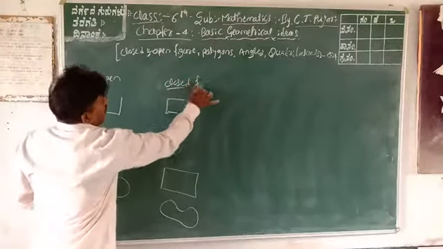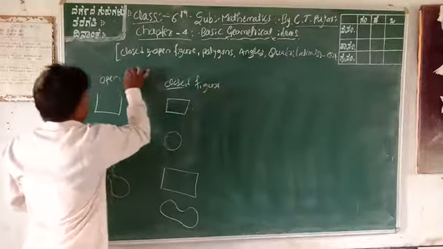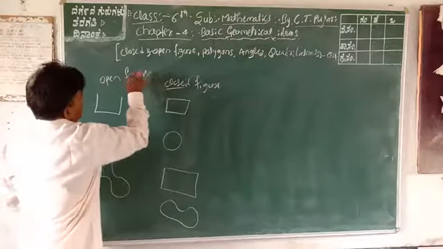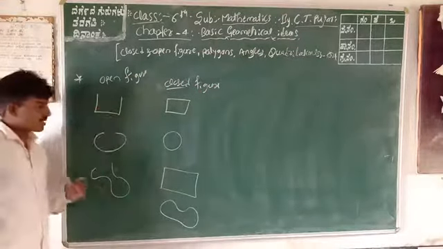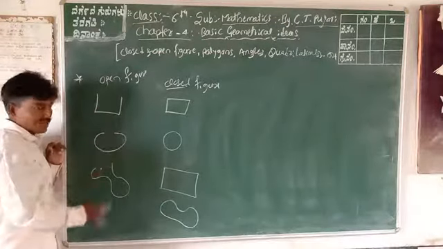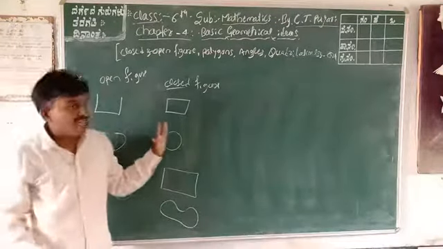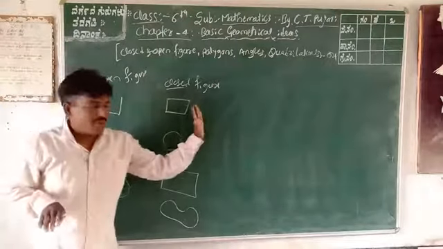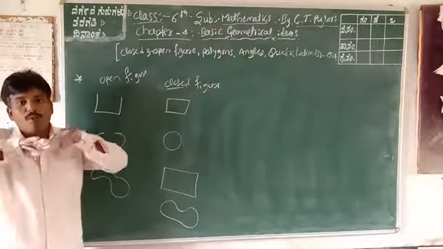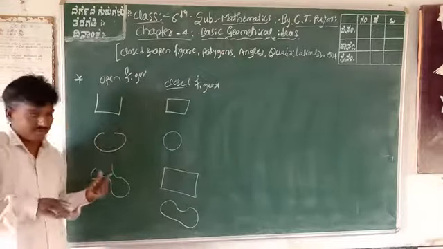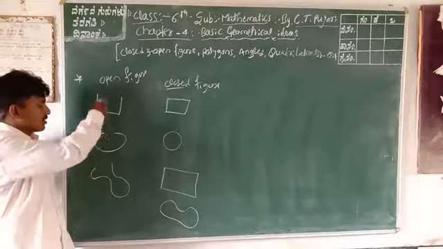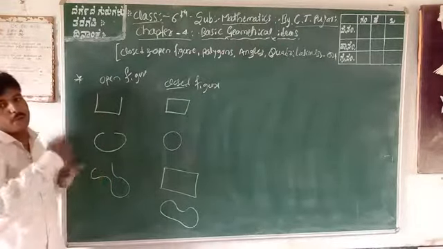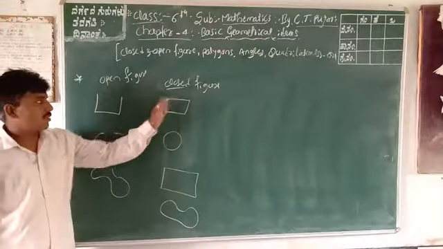Open figures and closed figures. Got it? These all are open. Why are these all open? A figure that is completely bounded is closed. But a figure that has no boundary is open. Therefore, these three are the open figures. These are our closed figures.